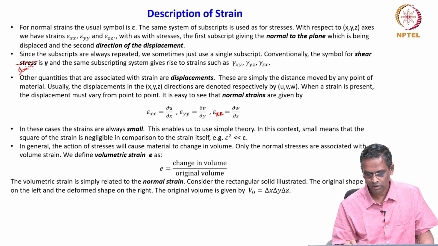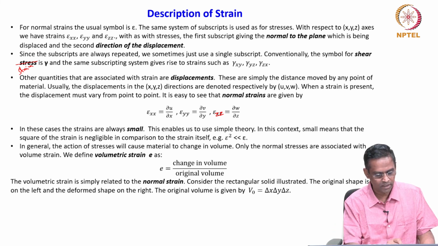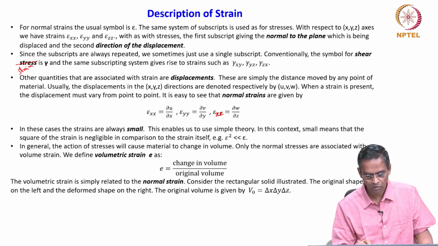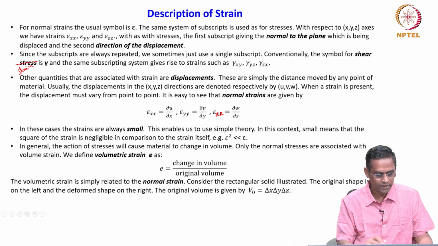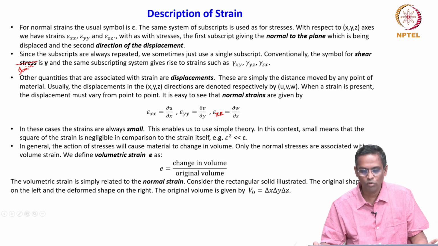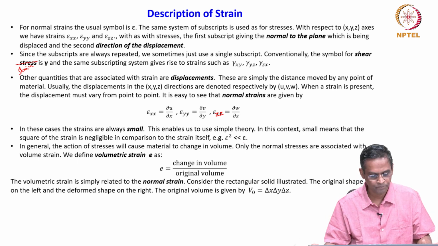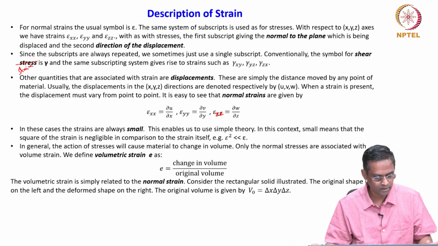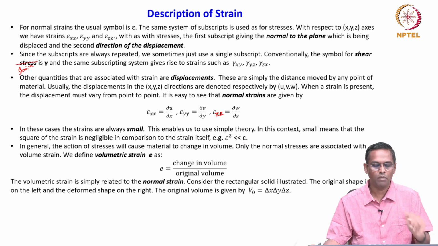Consider the rectangular solid illustrated. The original shape is on the left hand side and the deformed shape is on the right hand side. So, the original volume is given by V naught, del x, del y and del z. This description I will go through with some more illustrations. I do not want to overload today. I will just stop here.